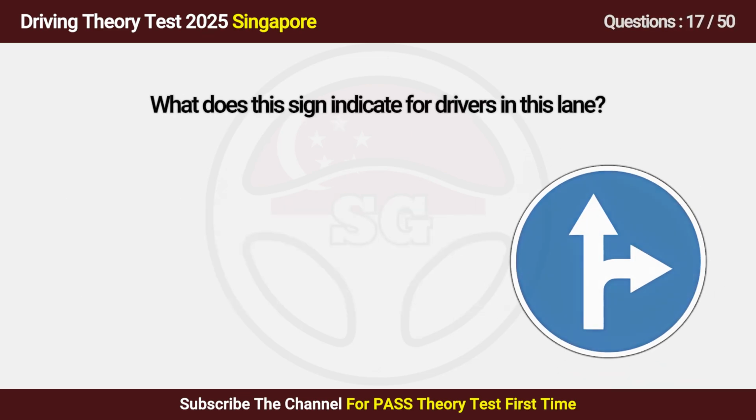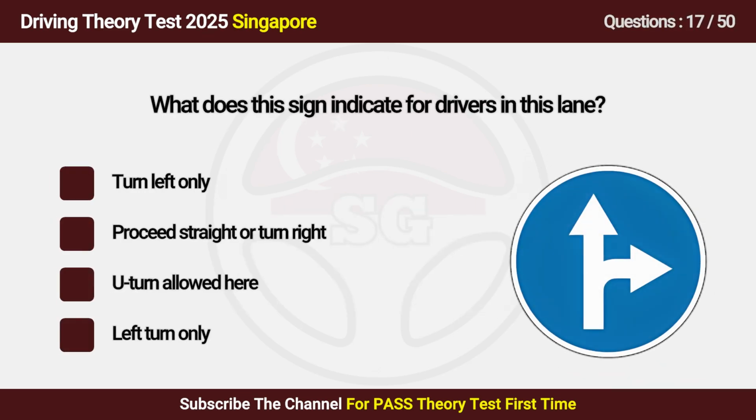Question 17. What does this sign indicate for drivers in this lane? A. Turn left only. B. Proceed straight or turn right. C. U-turn allowed here. D. Left turn only.